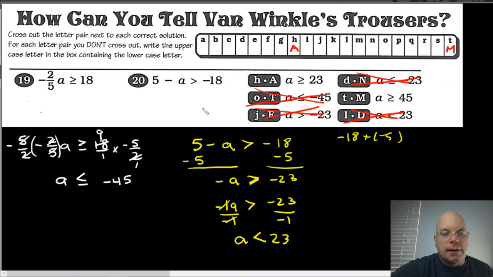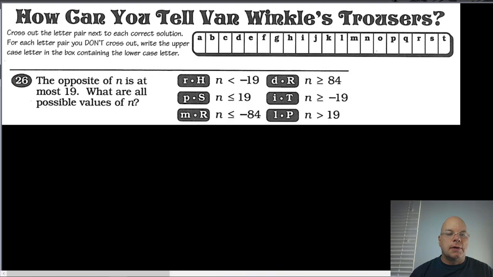I also want to look at problem 26. Here you have to not only solve the inequality, but write the inequality. So you're going to write it first and then solve it. The opposite of n is at most 19. Well, I know the opposite of n is negative n, just like the opposite of 5 is negative 5. Is at most. We have to think about what that means.